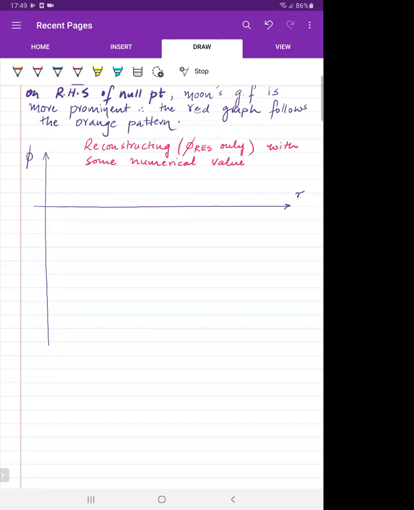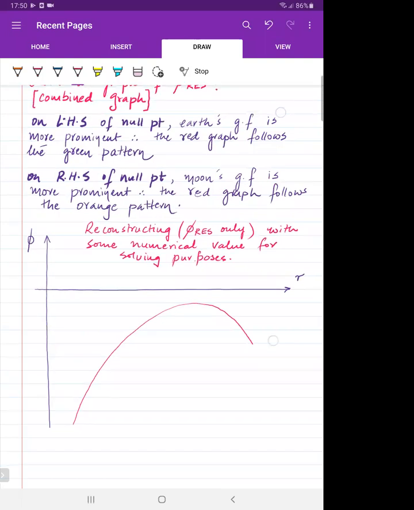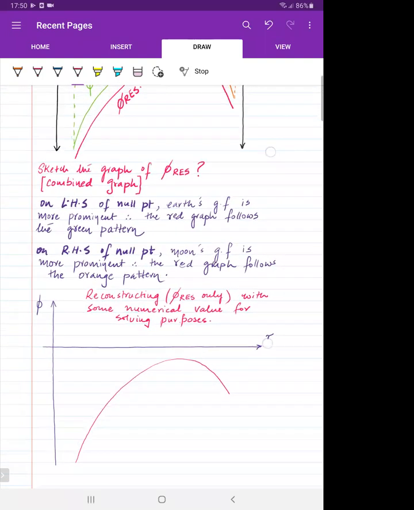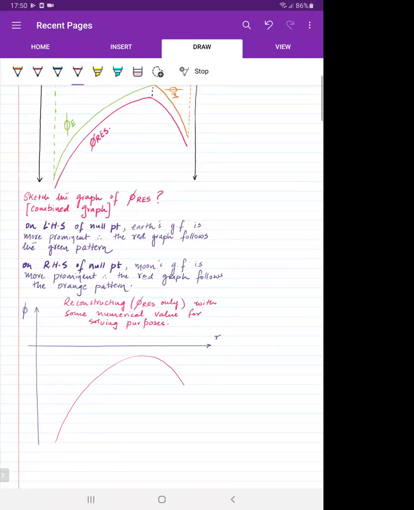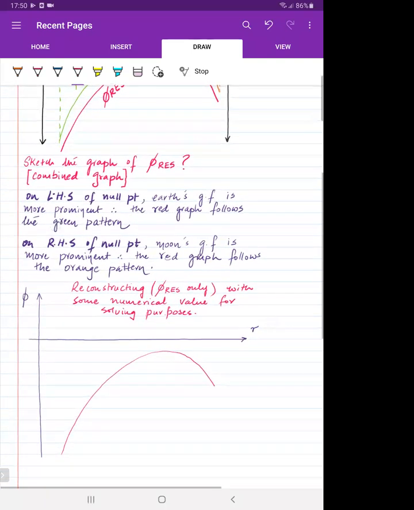With some numerical values for solving purposes. So now, I'm drawing just one graph, the resultant graph, which was actually the red one. If you need, I can scroll back up so you can compare. Okay sir, I have constructed only the resultant graph once again. And this time around, let me just give you some numbers to work around with as well.